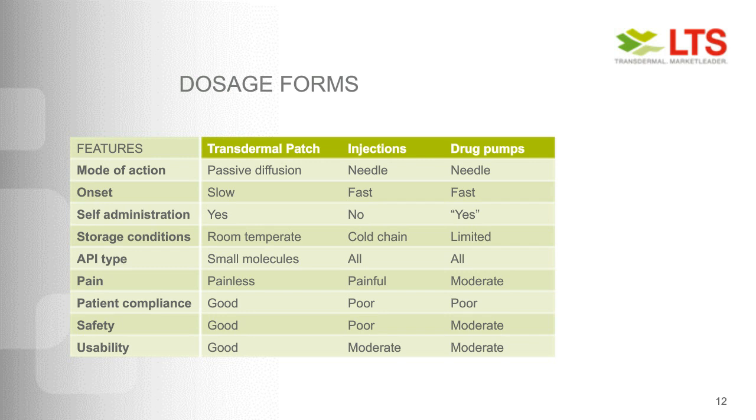And the drug pumps also have a limited shelf life. So a big disadvantage is the API type, or the limited range of APIs, when it comes to transdermal patches. It's small molecules, more or less. Injection can deliver almost all molecules into the body. So a big advantage here.